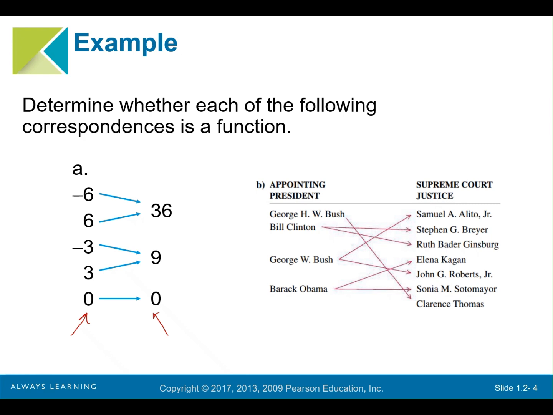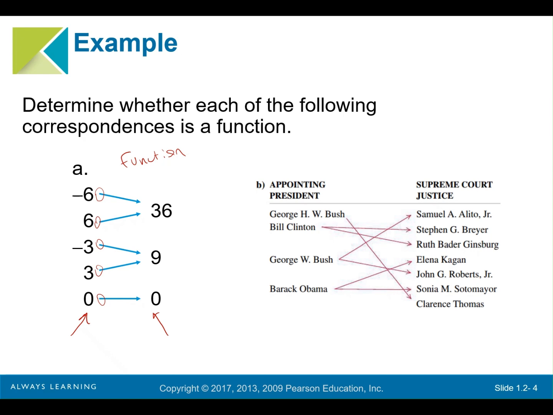And it does, because each of these have exactly one arrow leaving from the input side. So the domain side or input side has one arrow pointing to each of the output sides. I don't care that 9 has two arrows pointing towards it. I care that only -6 and 6, -3 and 3, and 0 each have one arrow leaving it. Now this is a function.